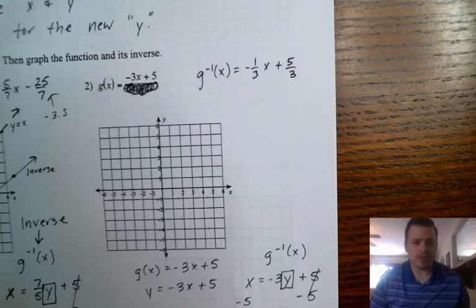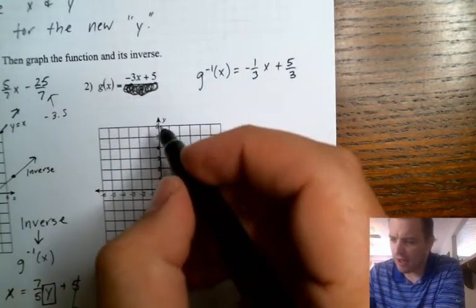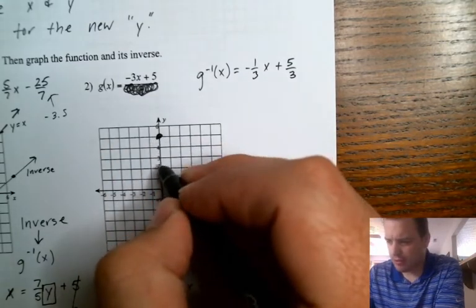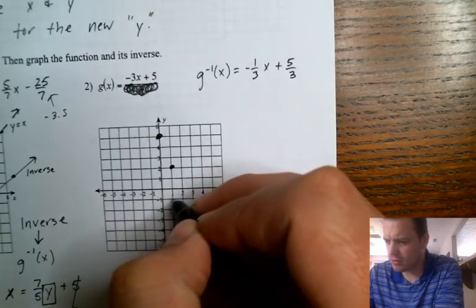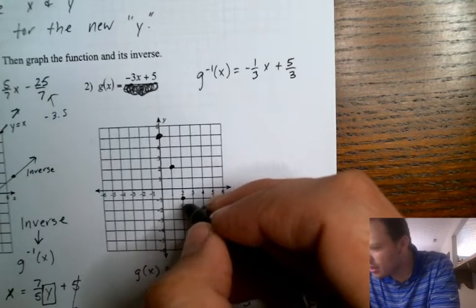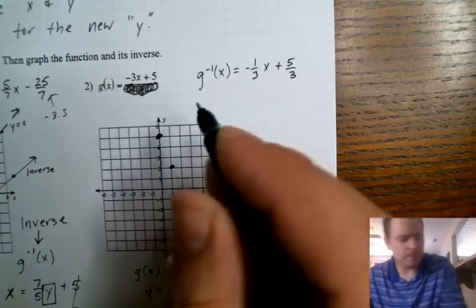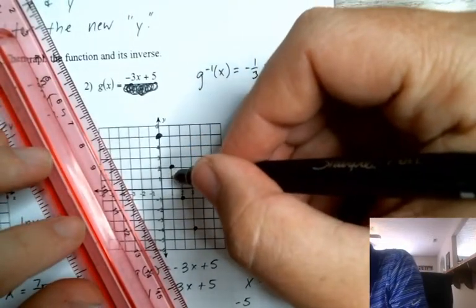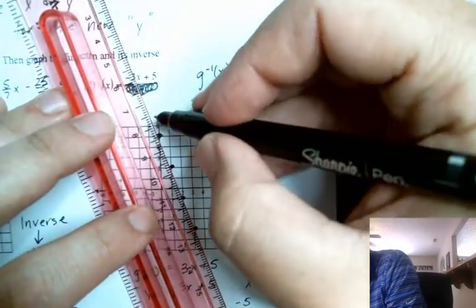All right, so now we just need to graph both. So let's graph this one, -3x plus 5. So y-intercept of 5, and then it goes down 3, right 1. Down 3, right 1. Down 3, right 1. Then I graph my line from there.